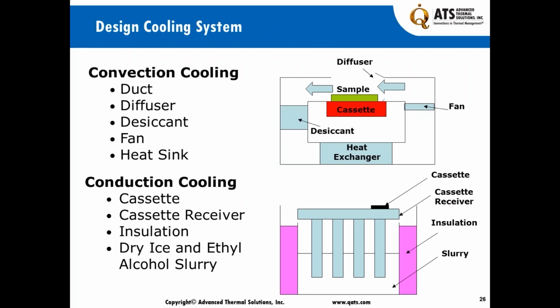On the conduction side, we have the cassette that we have to manage, the cassette receiver. As you can see here, this is the receiver. Insulation material isolates the slurry, and a dry ice and ethanol alcohol slurry reduces the temperature to minus 70 degrees C. This contraption that looks very much like a heat sink is inversely put into the slurry, and by cooling these fins, we are able to maintain the cassette temperature at a proper level.